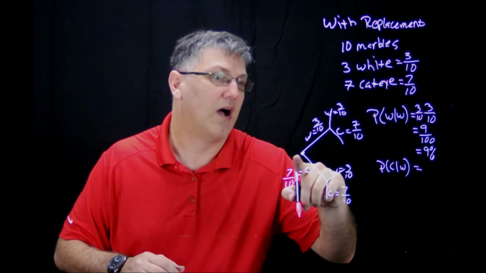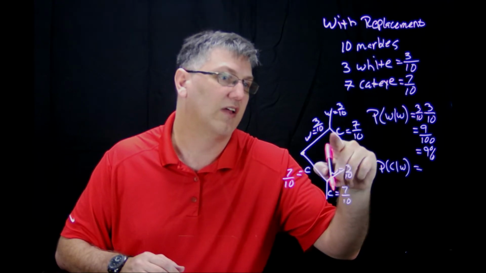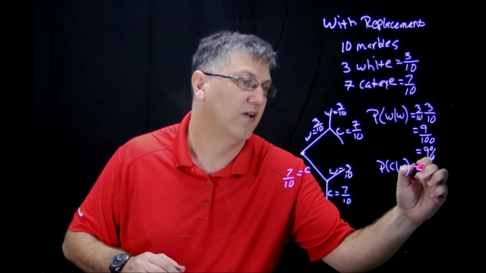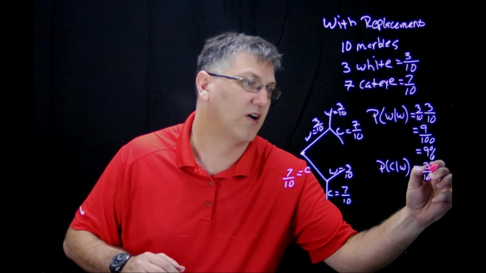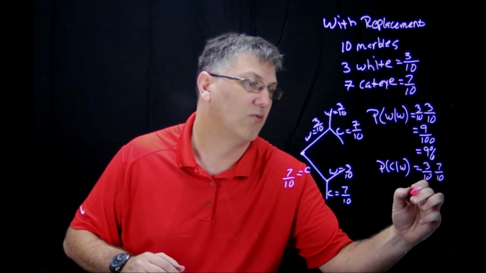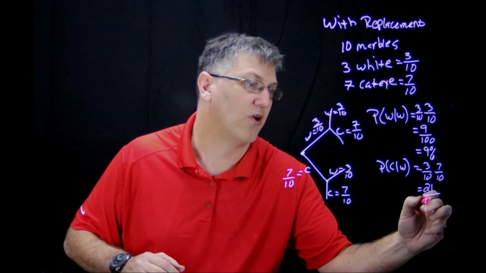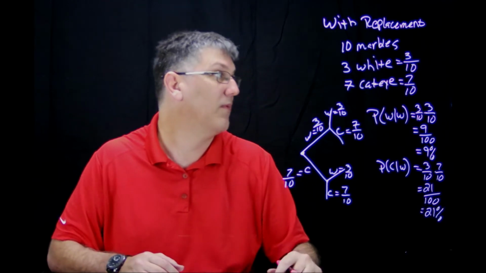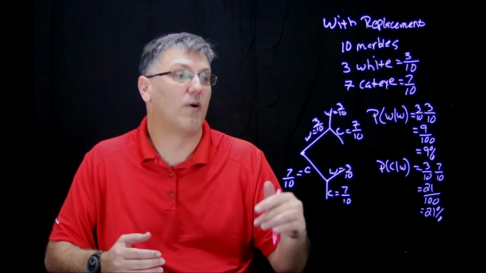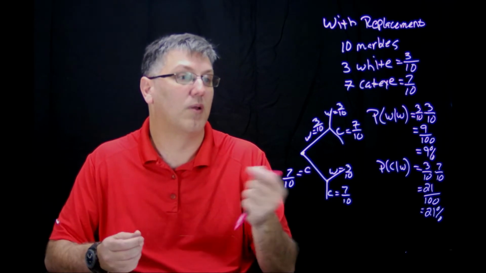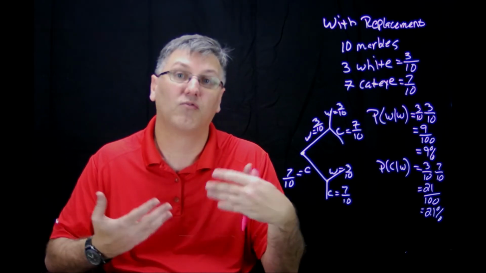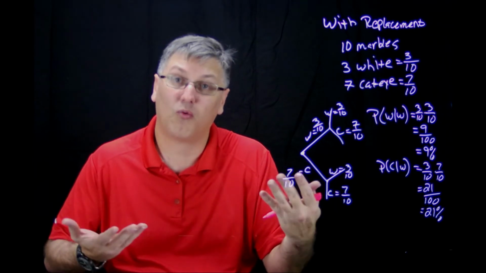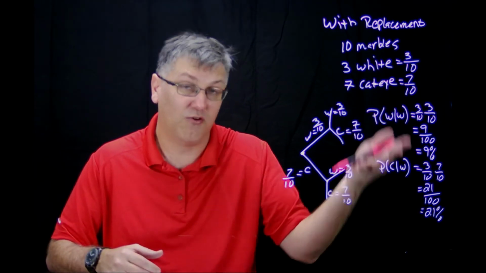So I have, let's do white and then cat eye. So this is going to be 3 out of 10 times 7 out of 10, which gives me 21 out of 100, which is just simply 21% of the time. So if I pull out a white marble, put it back in, pull out a cat eye, it's going to happen 21 times out of 100, 21% of the time. That's what the theory says.